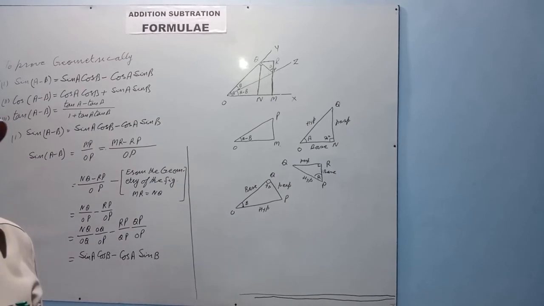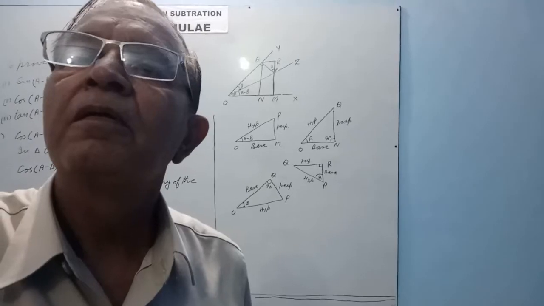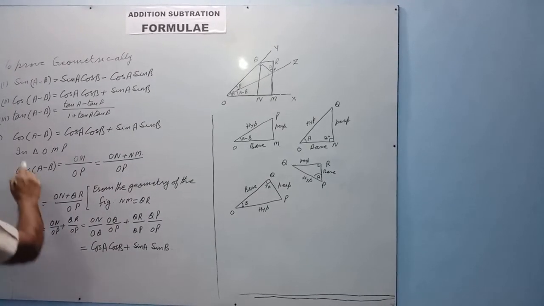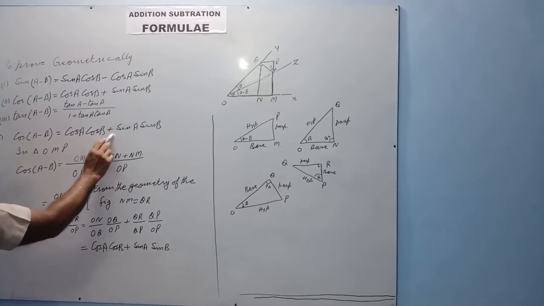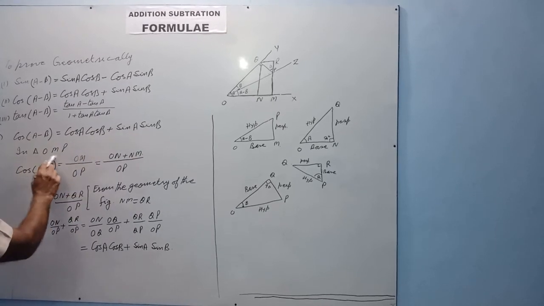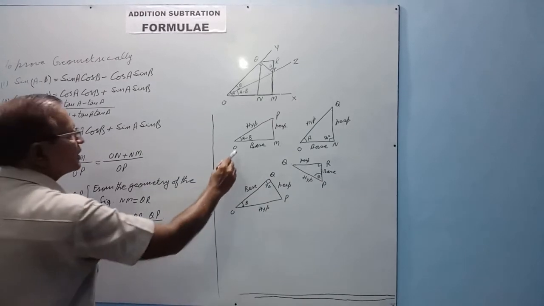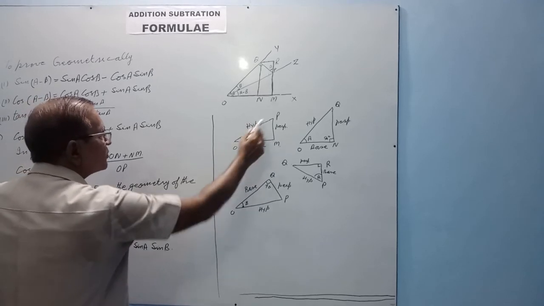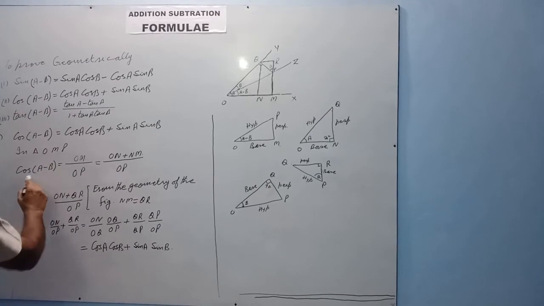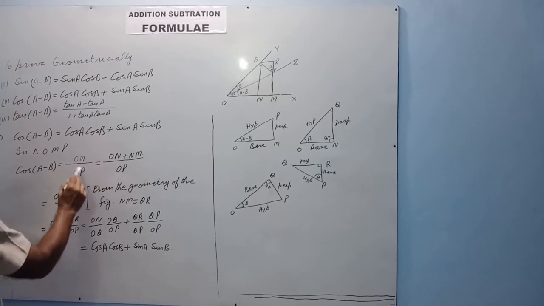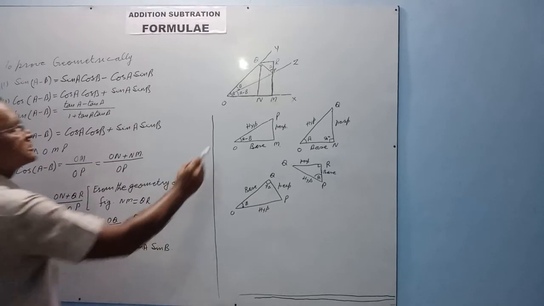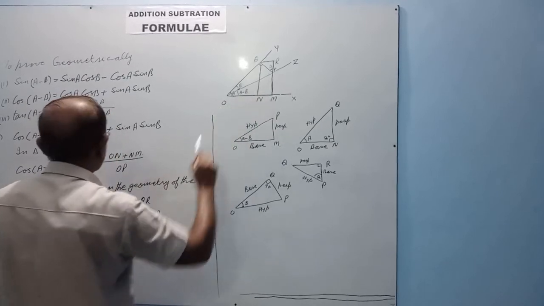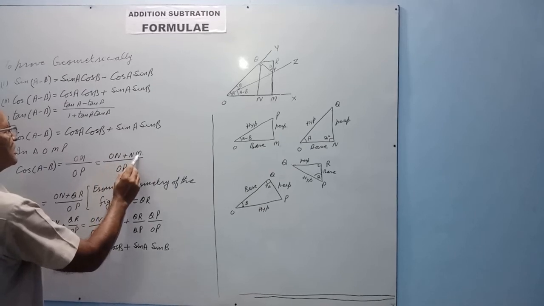Now come to cos A minus B. Now see here, for cos A minus B, cos A cos B plus sin A sin B. In triangle OMP, cos A minus B can be written as OM by OP. Now see here in the main figure, OM can be written as ON plus NP. Put it as ON plus NP by OP.